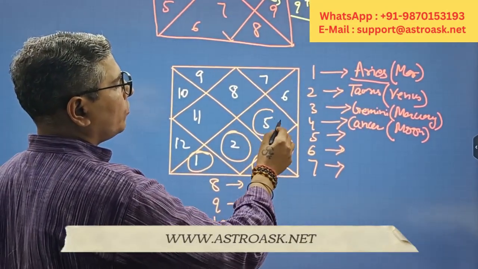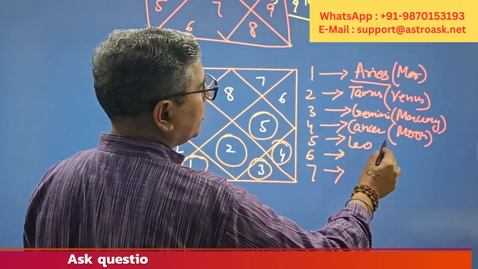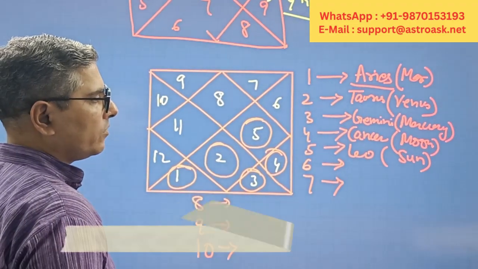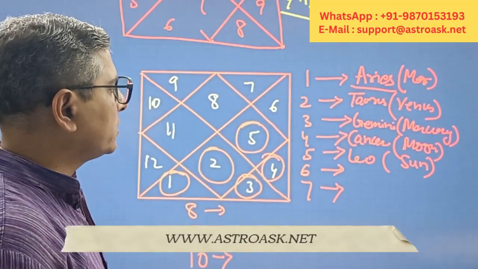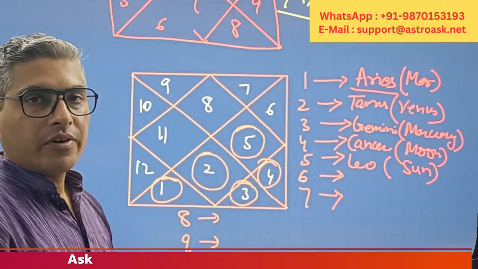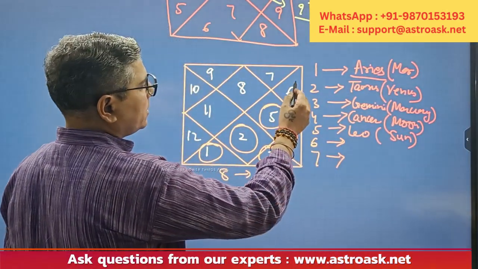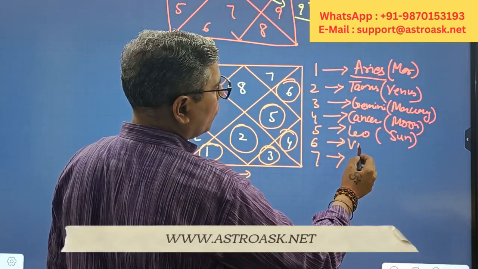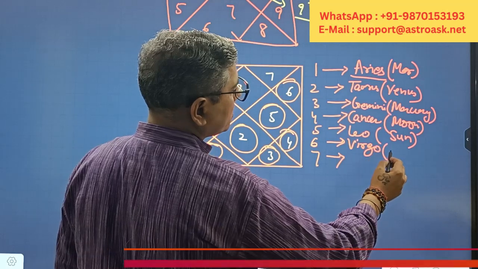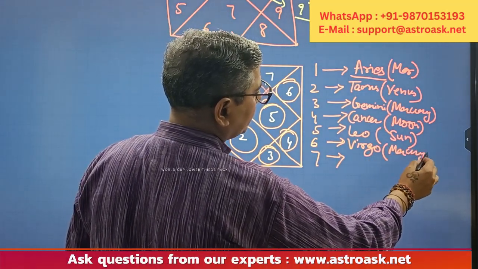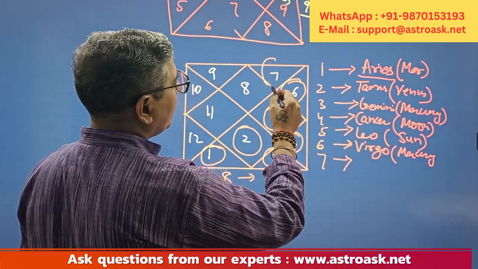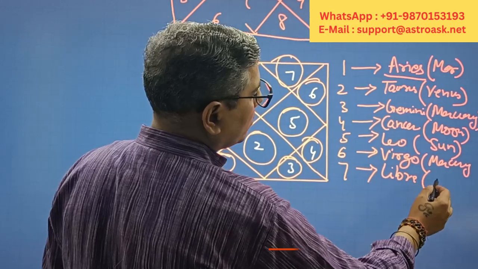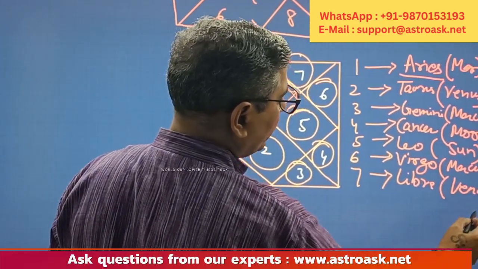In a similar way, the 10th house is Leo, which belongs to the Sun. So number 5 represents the Sun. If you read it directly, the lord of the 10th house is the Sun. And number 6 is written in your 11th house here. The 11th house belongs to Virgo. Number 6 belongs to Virgo. The lord is Mercury again. Now number 7 is written in the 12th house. The sign is Libra, and the lord is Venus again.